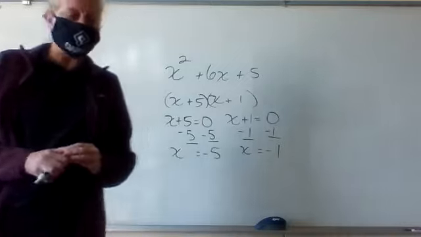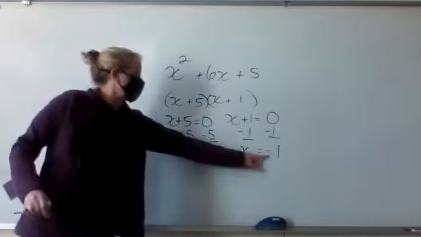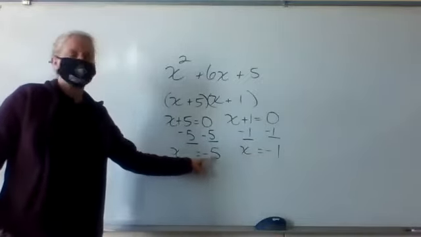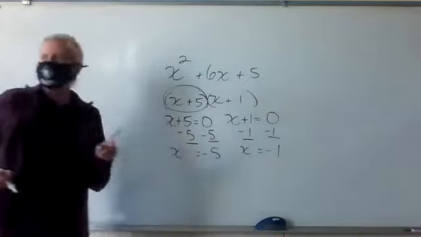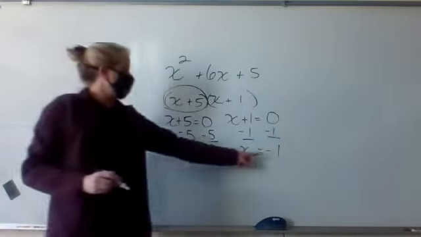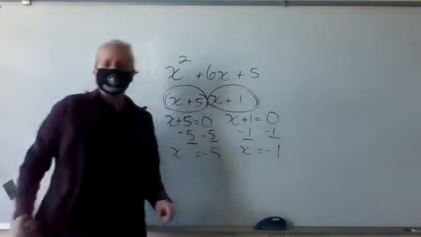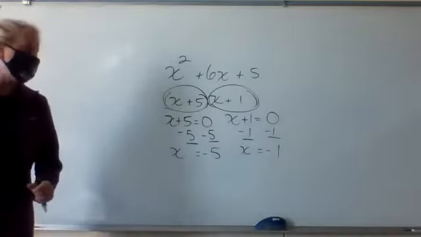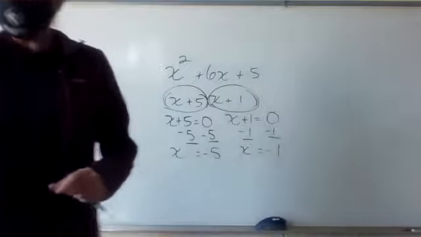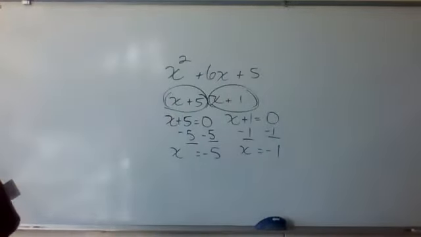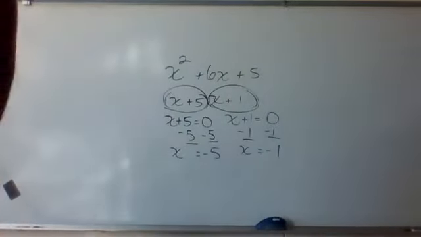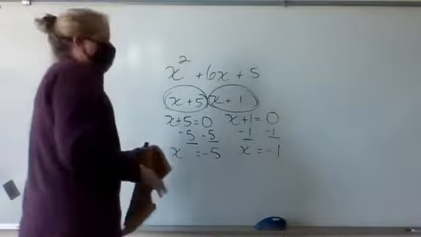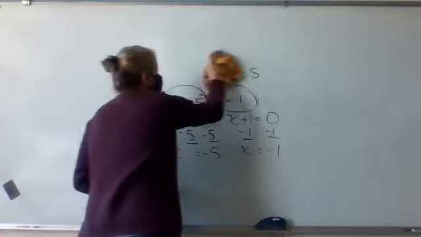So let's look at this right here. These are the zeros. What factor did this -5 come from? Came from x plus 5. What factor did -1 come from? It came from x plus 1. So let's use that knowledge, that if we're given zeros, how to work it backwards. Okay, so let's look at number 1 in 8.4.